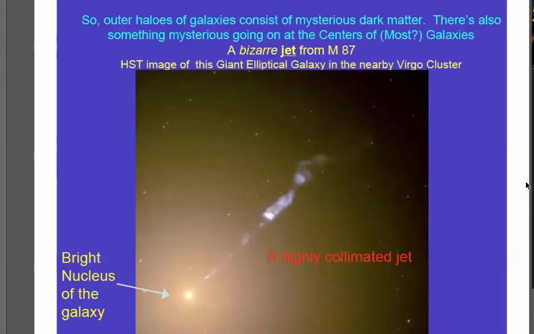Close-up picture of M87, a giant elliptical galaxy. Here's a not very bright point of light in the middle that's not stars, a low-power quasar. Pretty straight jet that clearly is coming out of the center of this galaxy, where the energy generation is coming from, where the AGN is.